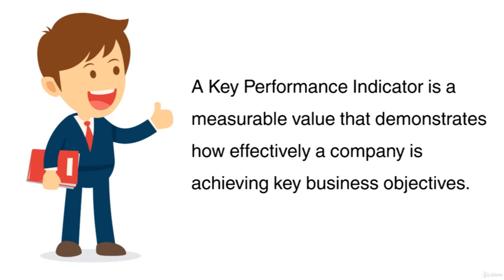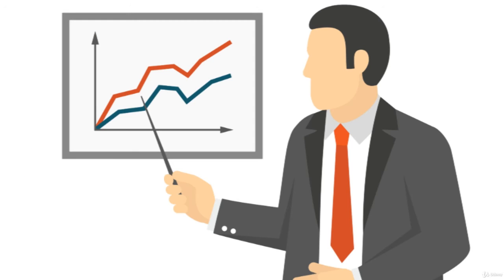A key performance indicator, also known as KPI, is a measurable value that demonstrates how effectively a company is achieving key business objectives. Organizations use key performance indicators at multiple levels to evaluate their success at reaching targets.